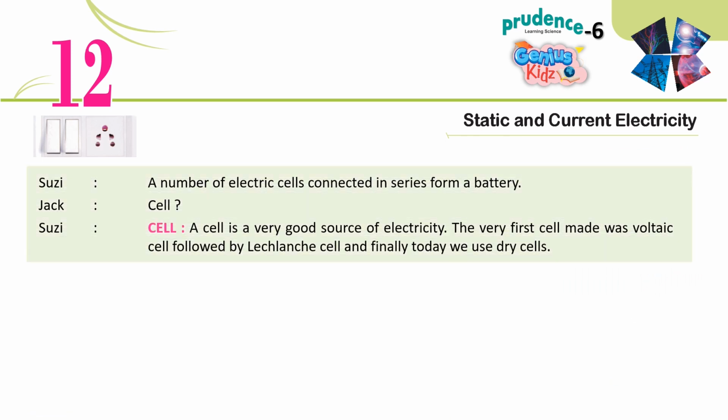Susie: A number of electric cells connected in series form a battery. Jack: Cell? Susie: Cell. A cell is a very good source of electricity. The very first cell made was the voltaic cell, followed by the Leclanché cell, and finally today we use dry cells.